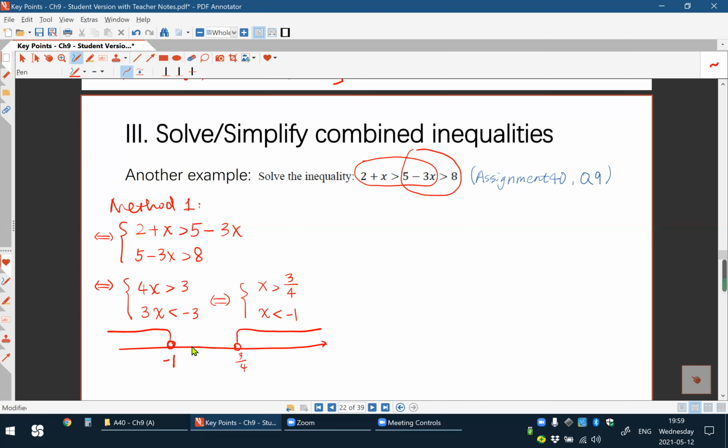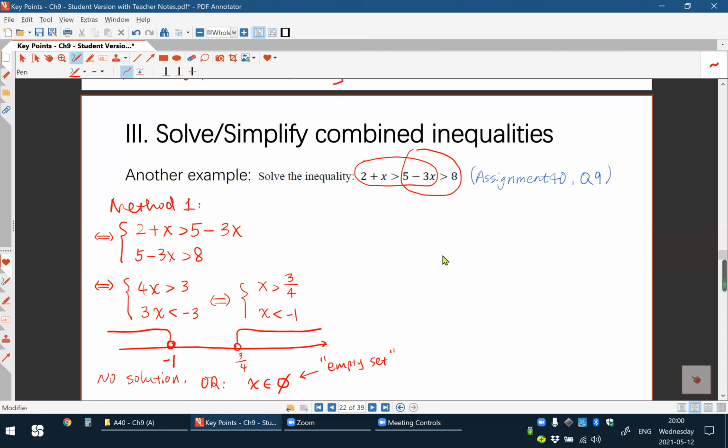So is there any intersection part? The answer is no, right? The two areas cannot overlap. So what does this mean? This means there is no solution, right? So we can make the conclusion, there is no solution. Or you can use the other notation, which means x belongs to an empty set, okay? This sign here means an empty set. Empty set. That means there is no value in that set, okay?